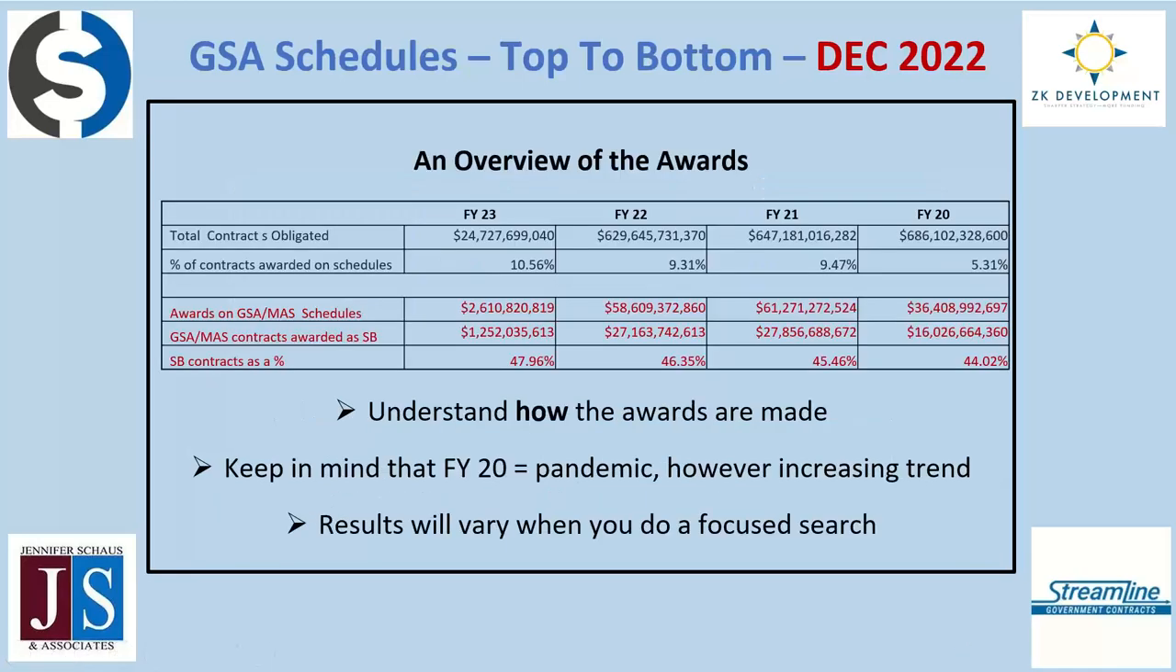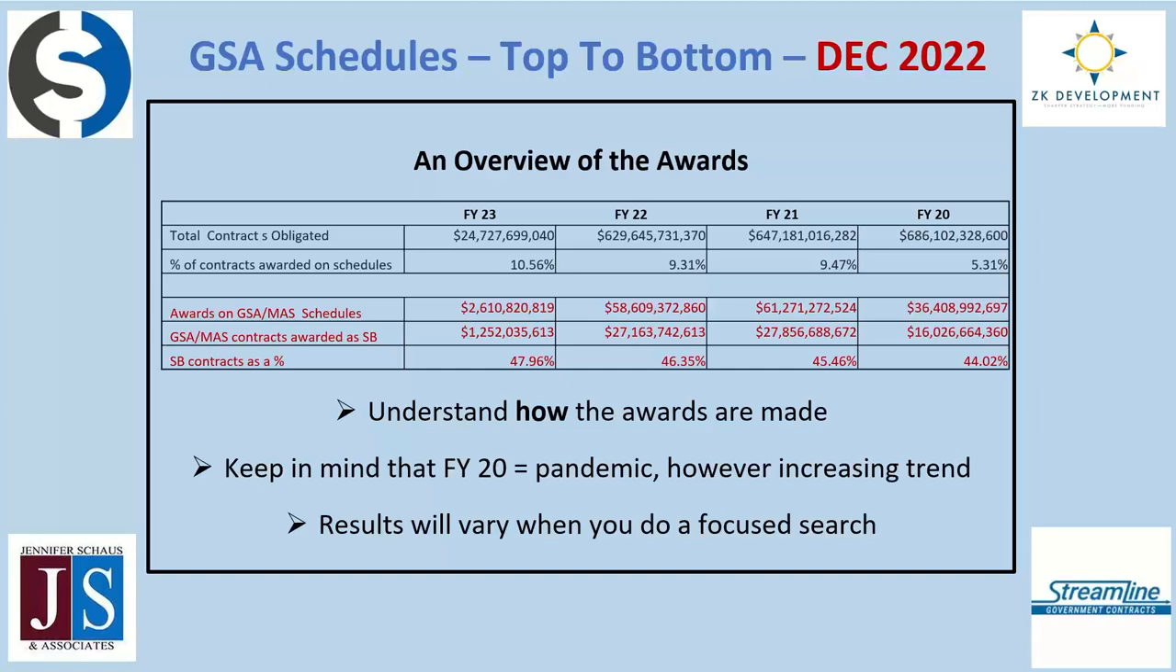So of course, we're talking about data, and I thought it's important to do an overview of all the contracts that have been obligated and then add another layer on how much has been awarded on schedules. FY20 was the pandemic, and federal contracting that year reached $686 billion. These are federal contract awards that are made public; it does not include grants or any other contracts that are not made public. FY21, we have about $647 billion that were awarded.